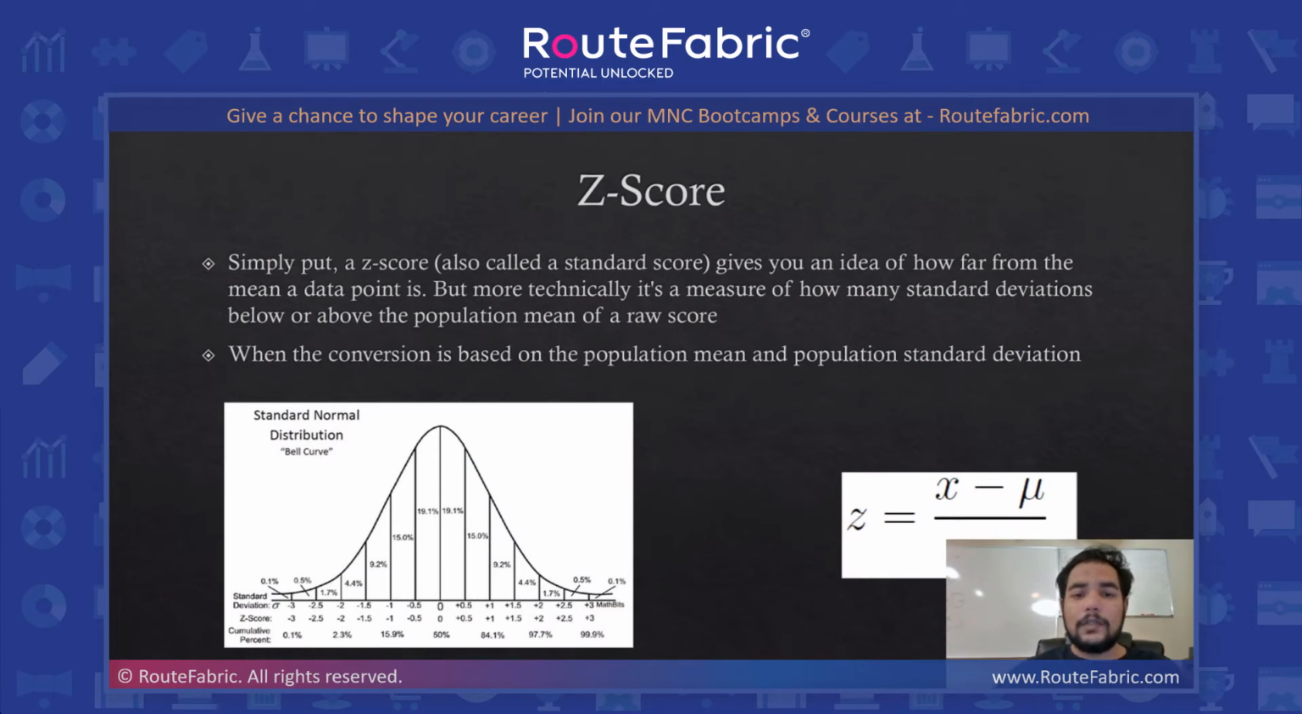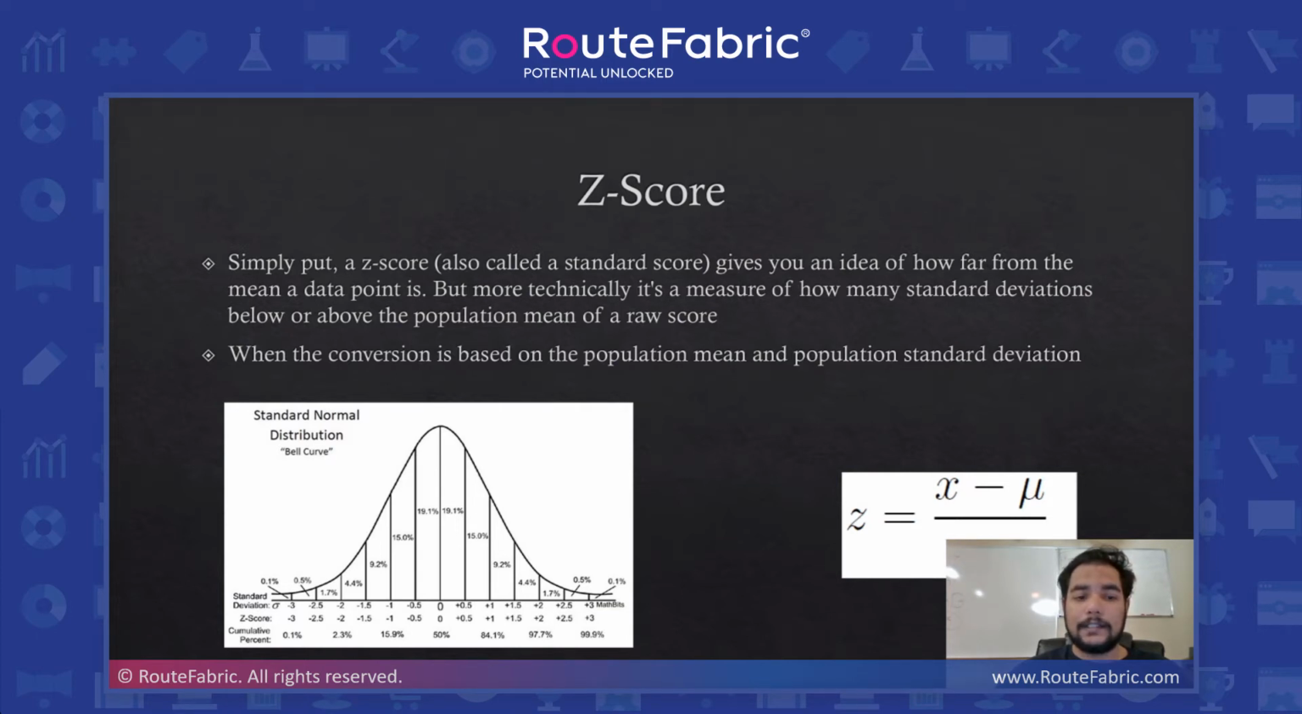Now let us see what z-score is. Z-score is also called the standard score. It gives you an idea of how far from the mean the data point is. The formula for z-score is x, which is the data point, minus the mean, divided by the population standard deviation. When we're finding the z-score, we use the population mean and the population standard deviation.